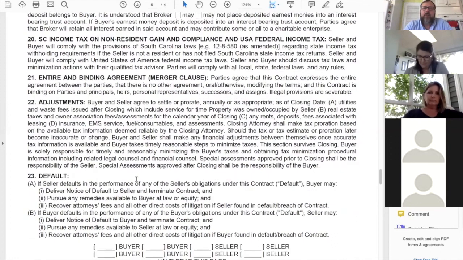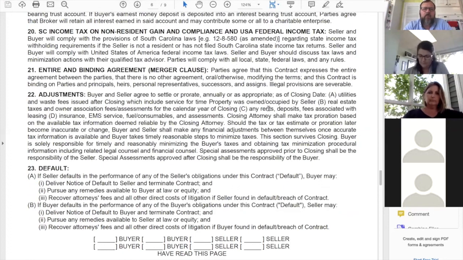Paragraph 22 basically says the adjustments will be made at closing to prorate any utilities, any fees that are prepaid or fees that are paid to your HOA, taxes, insurance, all of that will be prorated to the day of closing.